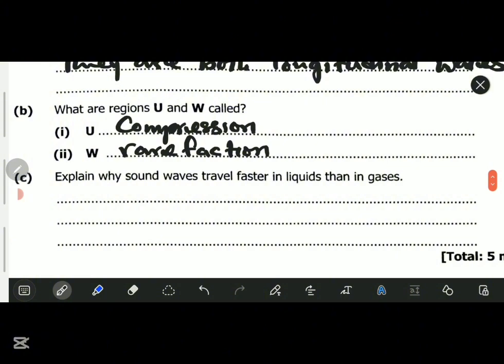All right, we come to C. Explain why sound waves travel faster in liquids than in gases. The key term there is explain why. We need to explain, and what are we explaining? Why sound waves travel faster in liquids than in gases.